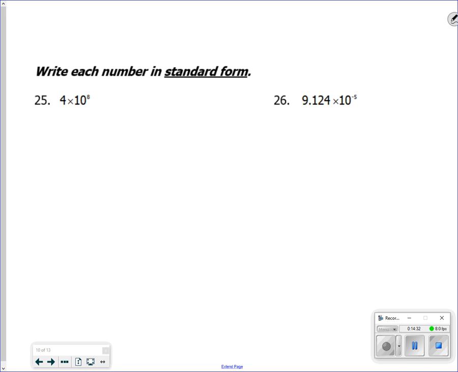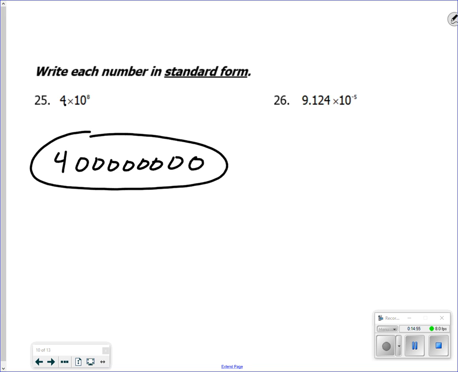So now they want me to put this in standard form. So they're giving it to you in scientific notation. They want to put it in standard form. So 4 times 10 to the 8th means I need to go 8 decimal places bigger. So notice the decimal point used to be there, and so I'm going to move it 8 places to the right, and get my new number in a non-scientific notation would be 400 million.